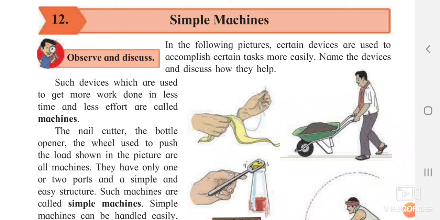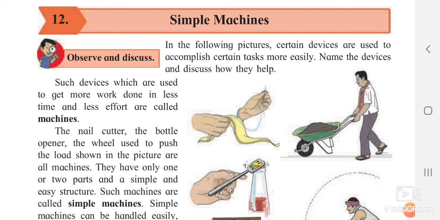Welcome all. We are going to start our 12th lesson, that is simple machines. Earlier we have studied a few concepts about work, energy, forces, motions, etc. So we are going to see what simple machines actually are called. Such devices which are used to get work done in less time and with less effort are called machines.